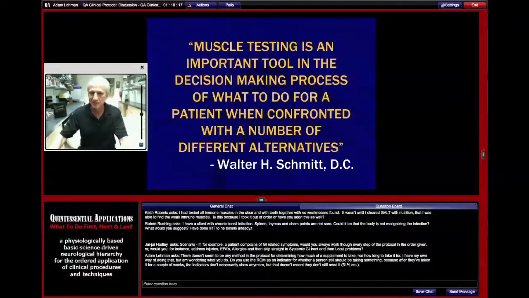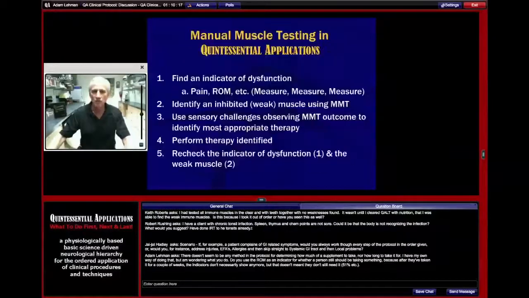Yes, they are. So muscle testing is an important tool in the decision-making process of what to do for a patient when confronted with a number of different alternatives. Dr. Schmidt has said that. So what is our simplified orientation in the QA clinical protocol that really comes from our roots in Dr. Goodhart's mantra of measure, measure, measure, measure something besides muscle testing? We find an indicator of dysfunction. We find pain, range of motion, one foot standing, a Romberg's test that's off, whatever the case might be. We identify then an inhibited or weak muscle using manual muscle testing.